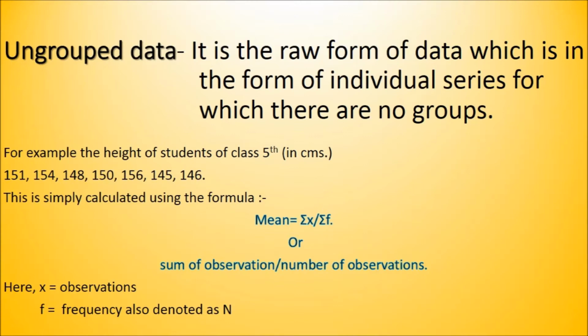The ungrouped data is actually the data in a simple form, or to say just one set of data without any groups. Here, our question is also in the form of one set of data. The formula to find the mean of ungrouped data is sigma fx upon sigma f, or simply sum of observations upon number of observations.